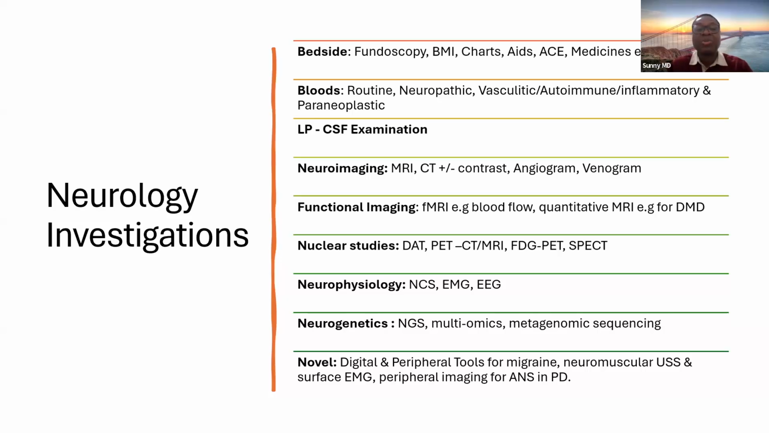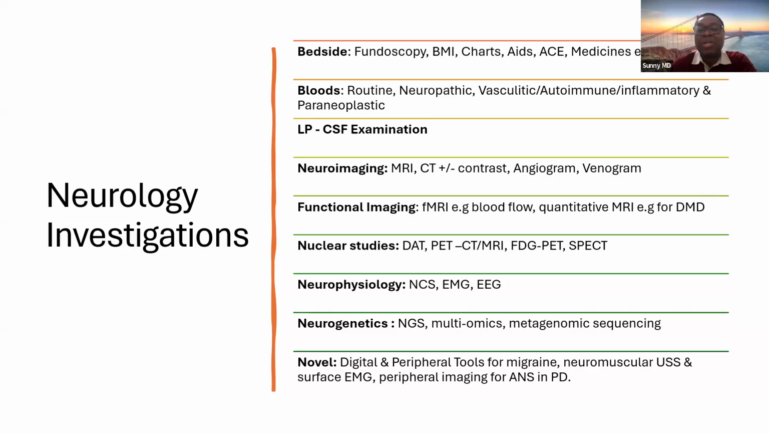Other types of imaging include angiogram, where you look at the arterial circulation, and venogram, where you look at the venous circulation. And you could have this happening with or without contrast. There are other forms of imaging. You may not need to know about that, but just know that they exist. Functional MRI, which basically just checks blood flow. And some of them have quantitative methods that you can use to measure the concentration of substances. And these are usually used for diagnosing muscle disorders, for example, dystonia, muscular dystrophy.